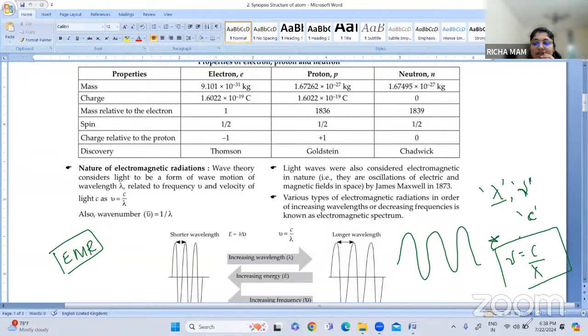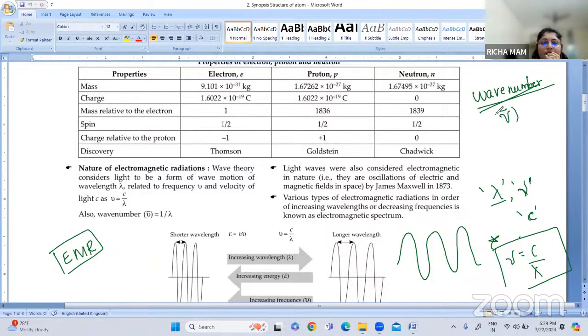So it is given as mu is equal to c by lambda. Also wave number. Please remember the definitions. You might have already discussed the definitions in the class theory part, so I'm not going to tell the definitions. Please go through what is wavelength, what is frequency, what is velocity of light, what is wave number.